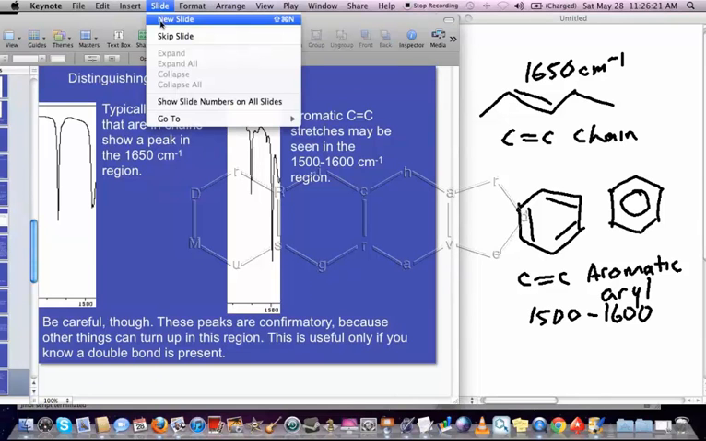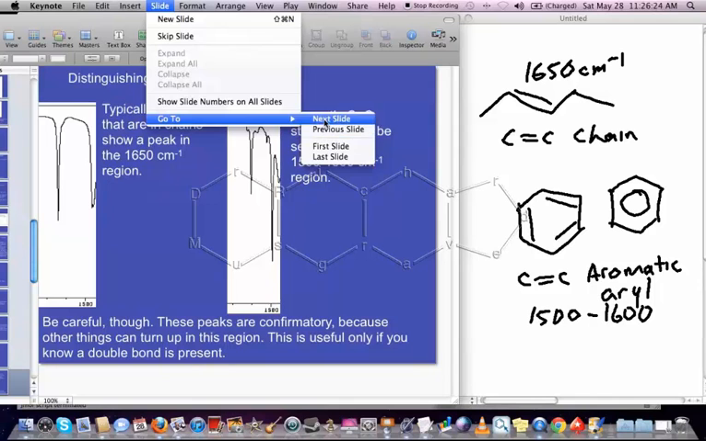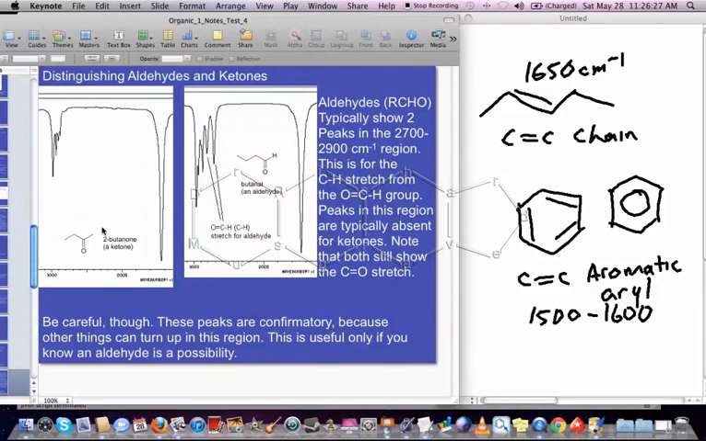All right, let's take a look at the next one. There are two possible C double bond O's that you might have in a compound. You might have an aldehyde or you might have a ketone. This is when you've just got C's and H's present as well. Now, a ketone is not going to have anything present here, but an aldehyde, you probably will see the CH stretch connected to a C double bond O. And this typically appears in the 2700 to 2900 region as two peaks.